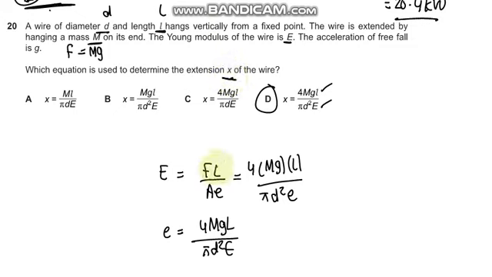So the Young modulus is Fl over Ae, and the force is basically the weight, which is mg, and we can write the area as pi d squared by 4. So we can just make e the subject. Making e the subject would give us 4mgl over pi d squared times Young modulus. So D is the appropriate answer.